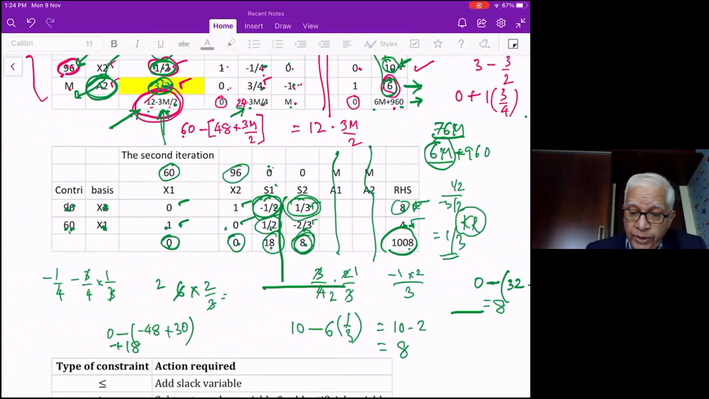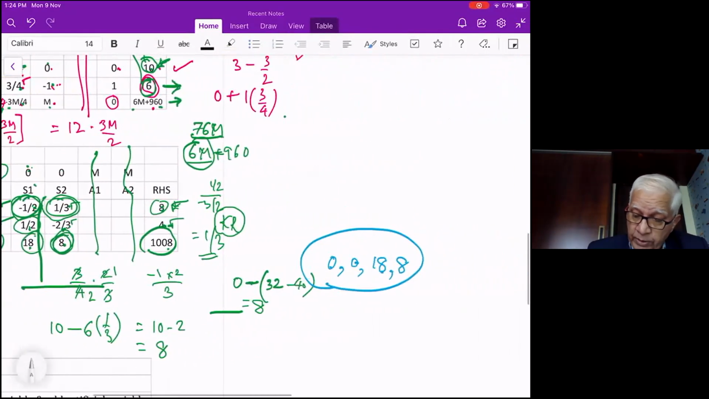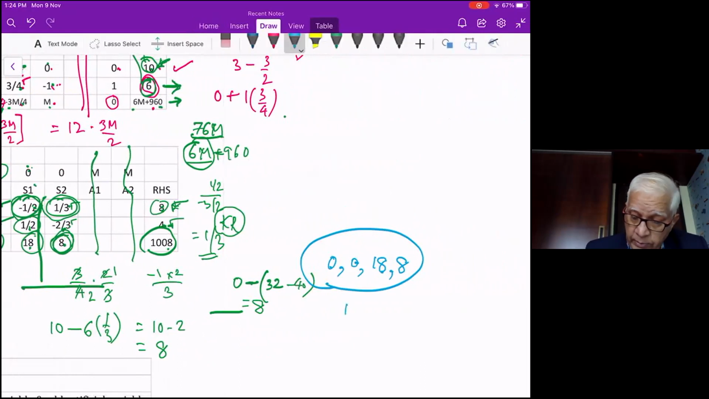And what are the values? Let's write down the values. X2 and X1 are the basic variables. So let's write down at optimality. Firstly, when you write at optimality, write the names of all the variables x1, x2, s1, s2.